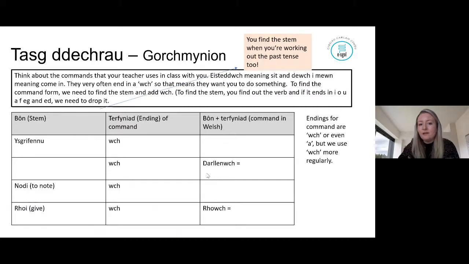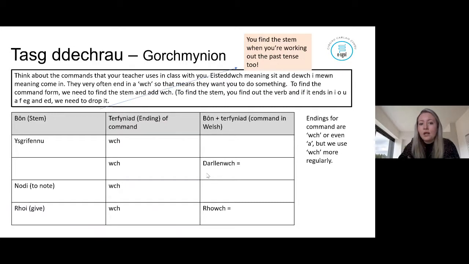So ysgrifennu, you get rid of the U, okay? And then you add uch to it and you get ysgrifennwch, which means to write. So for the second one, darllenwch, I've got it in the third column and I've got uch in the middle. So what's the stem of darllenwch? Try and put that in the first one. And what does darllenwch mean in English?